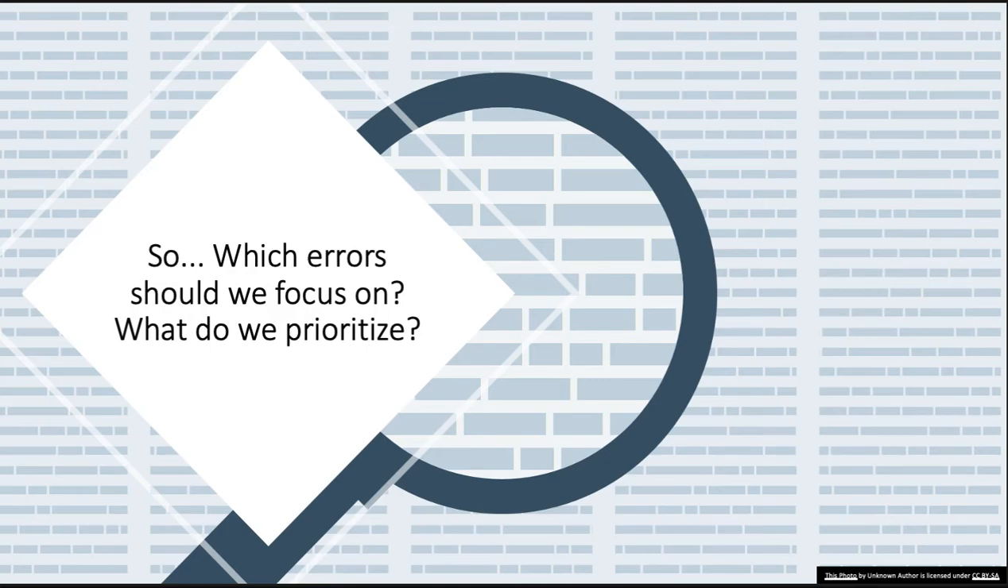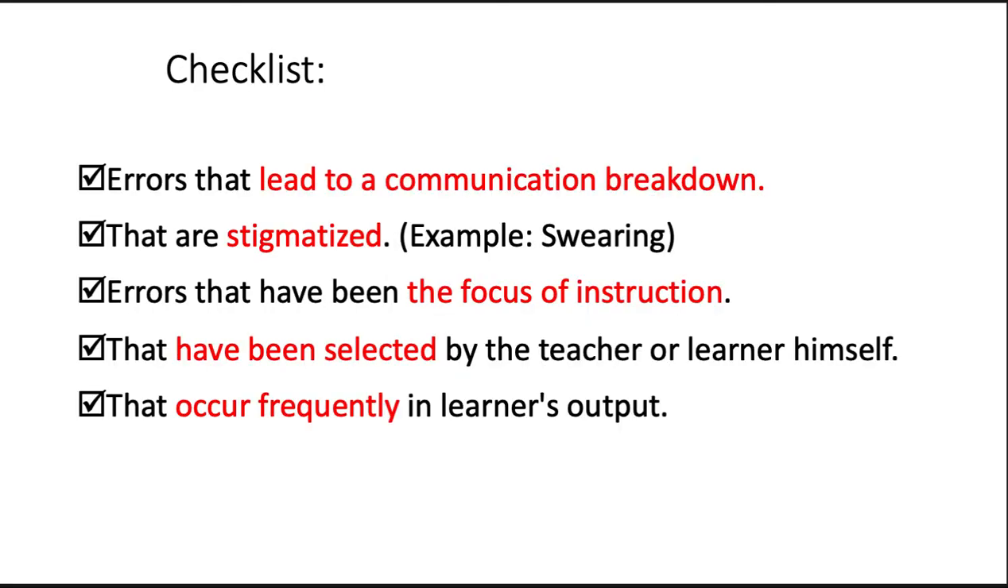Okay, it's been a long session so far, but we're almost at the end. Which errors do we focus on? Which errors do we prioritize? With all of these mistakes on a page, which ones do we look at first if we're not going to correct all of them? So it's hard to determine where to start.